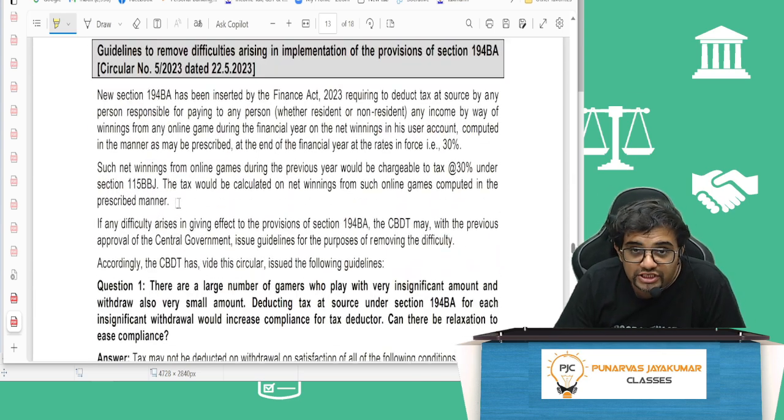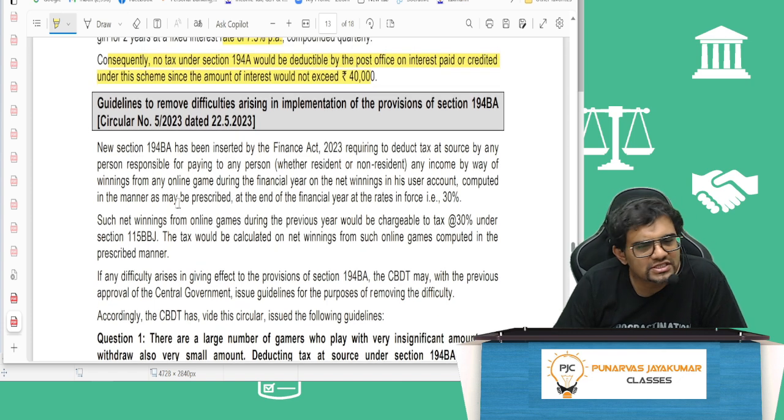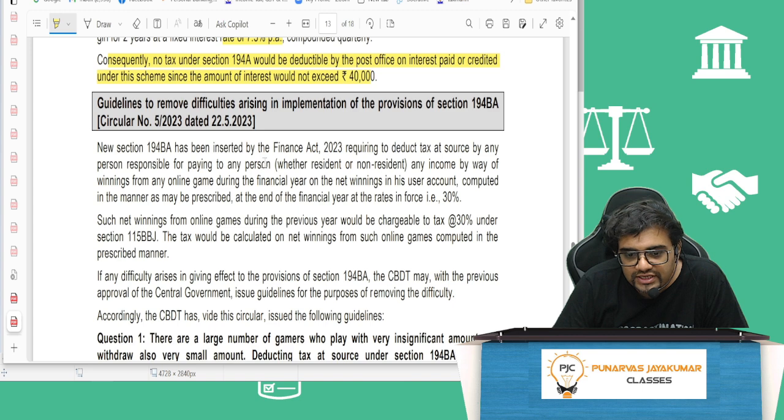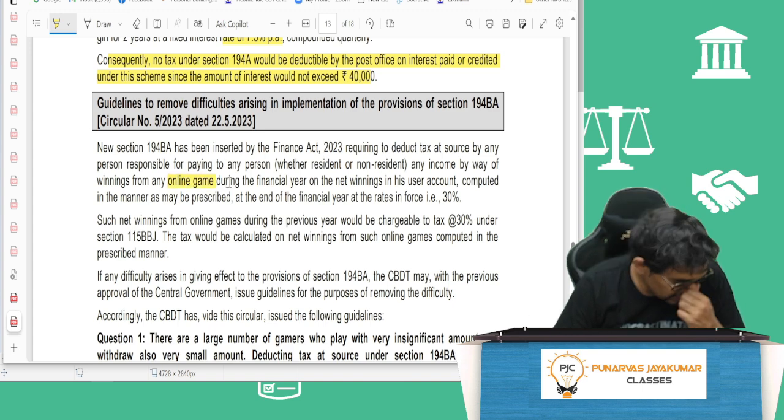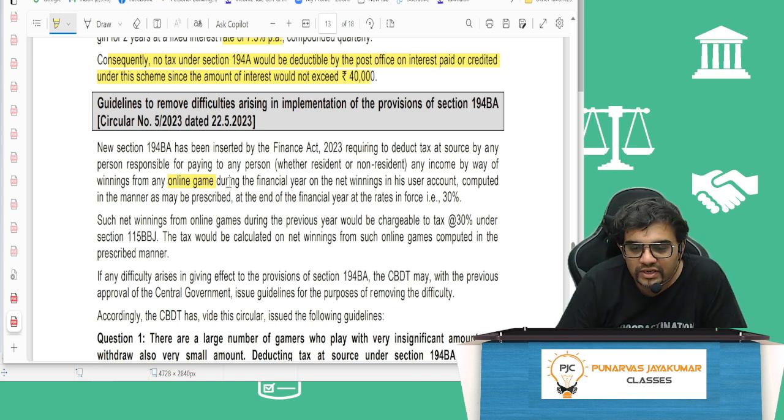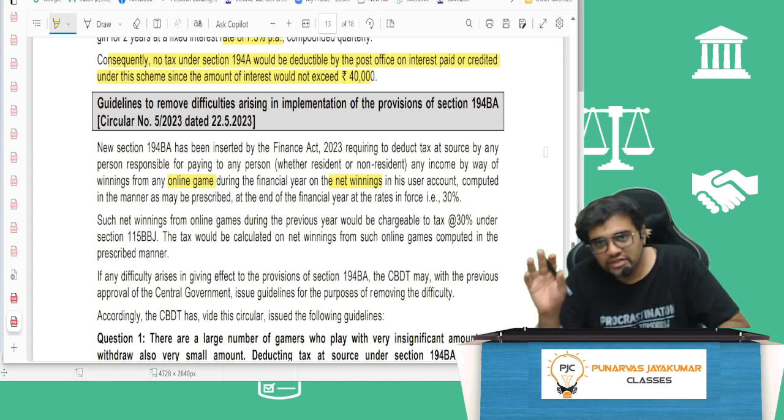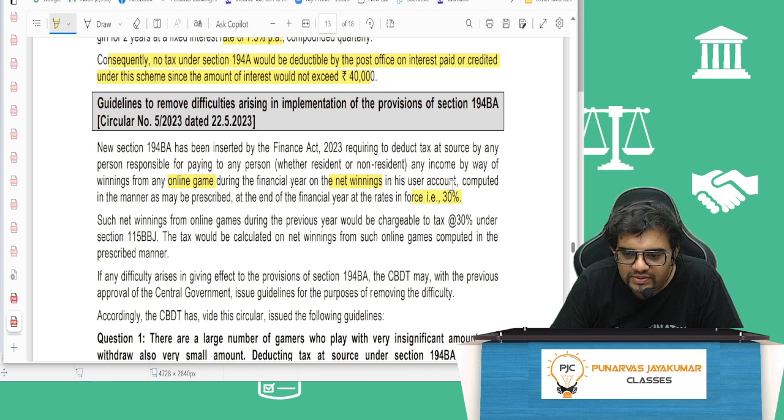Next, there is a new section 194BA which we have discussed in class also. This is for what, guys? Online games. All your online lottery, online rummy, or any online game like Dream 11, etc. will all come under 194BA. Net winnings, whatever net winnings you get in the user account at the end of the year, 30% tax rate.